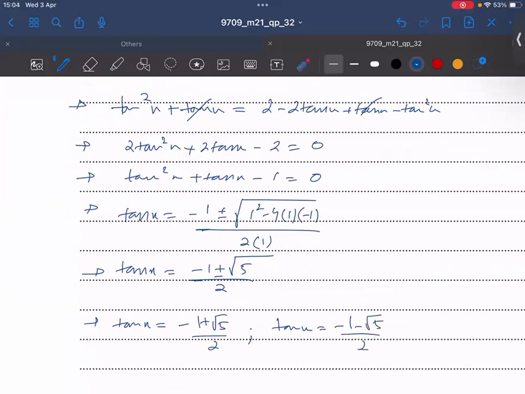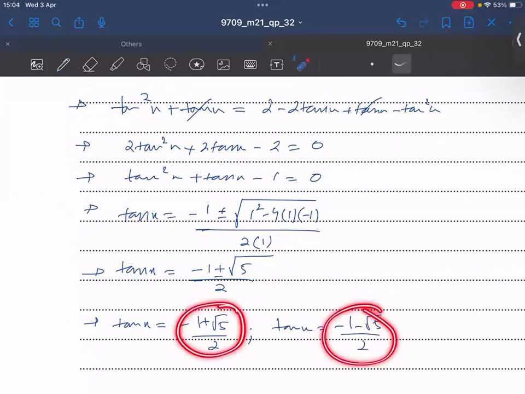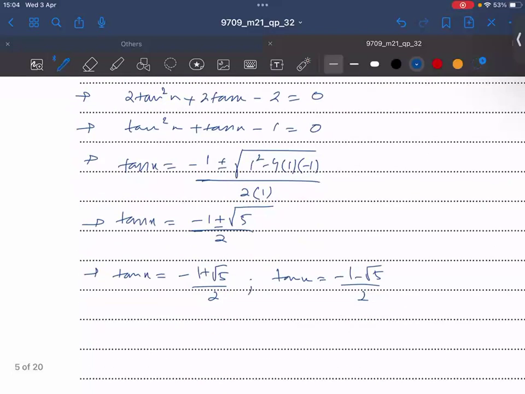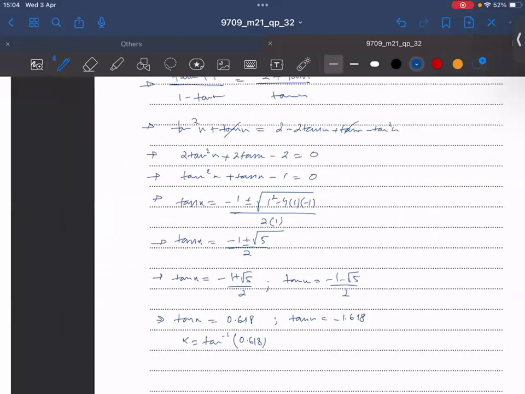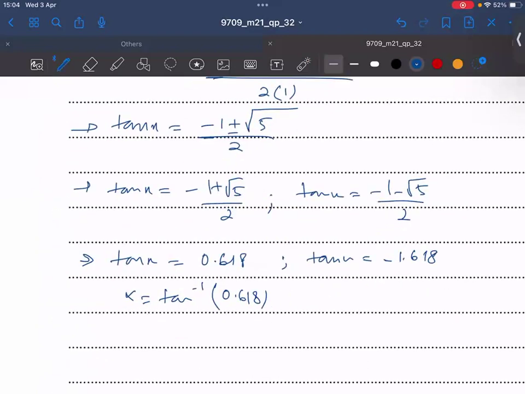Bilal, I just want to know the values of tan of x in decimals. The first value is 0.618, and another one is minus 1.618. Yes. Now, we have to find the solutions between 0 and 180, within the range. Calculate the basic angle for this in degrees because the domain is in degrees. What is the basic angle?